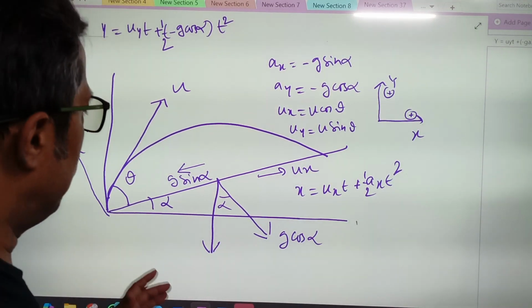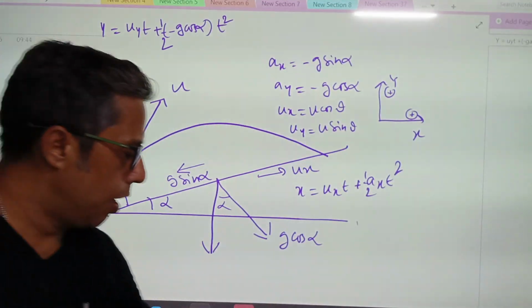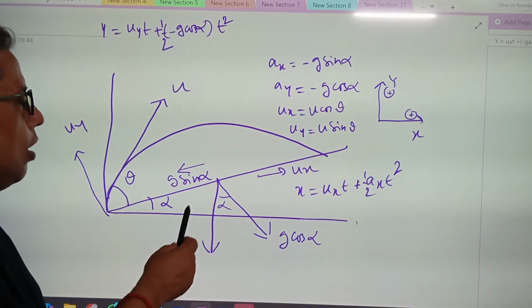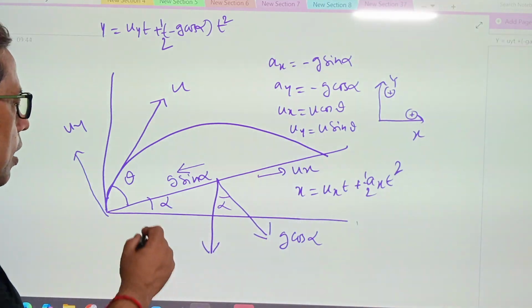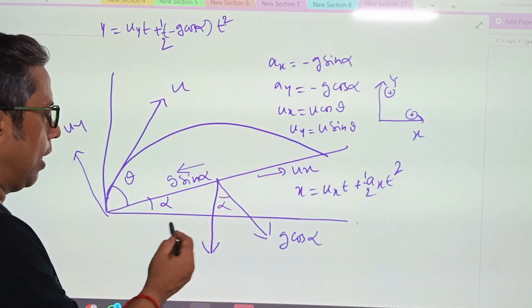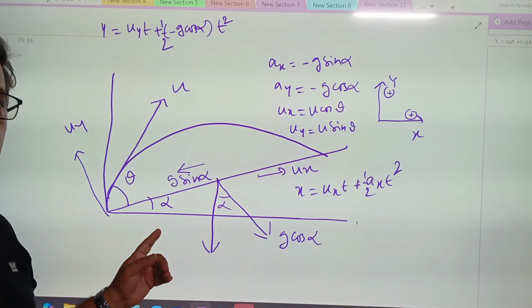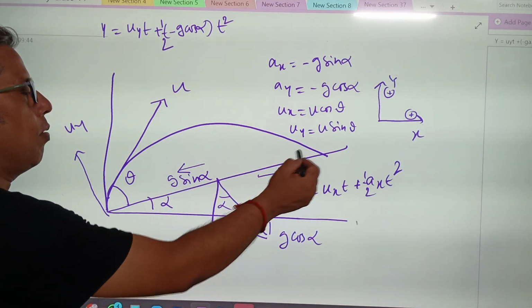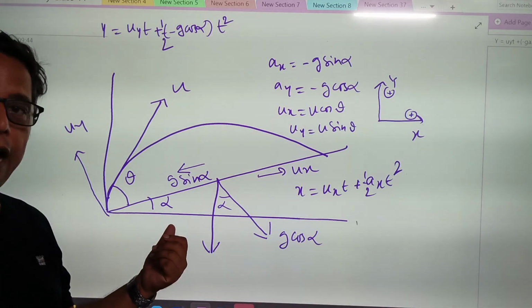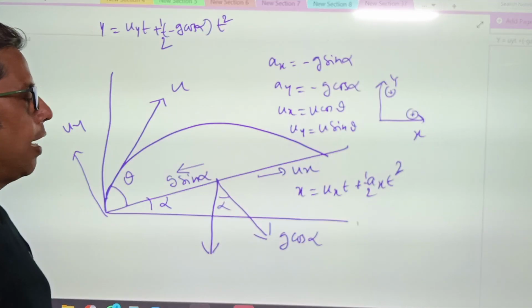So this session is about projectile motion on an inclined plane. Last session it was with the horizontal line. Now this plane of projectile is inclined, making an angle alpha with the horizontal. So this is the horizontal line, and this is the plane of projectile, having an angle alpha with the horizontal, right?